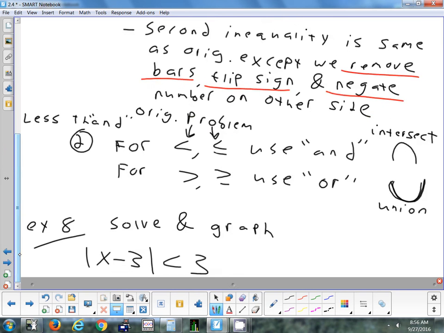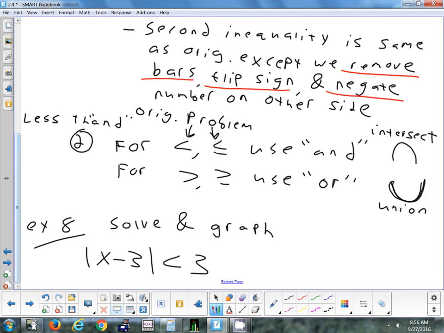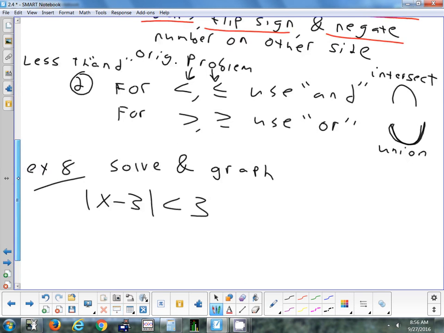Okay, so let's try this one. Absolute value of x minus 3 is less than 3. Pacey, is the absolute value already by itself here? Yes. So we don't have to isolate it. It's already by itself. If it wasn't, then we'd go through that process. So now I'm going to split it.